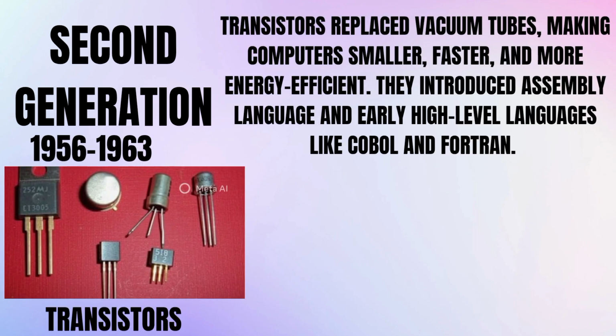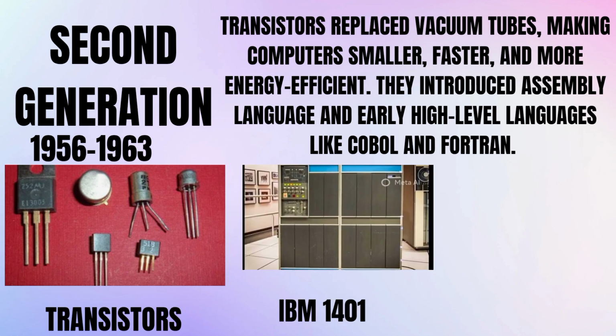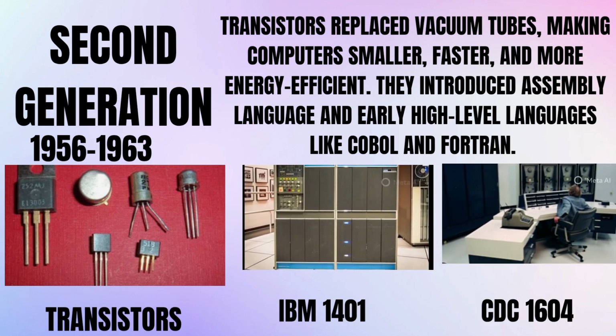Second generation, 1956 to 1963. Transistors. Transistors replaced vacuum tubes, making computers smaller, faster, and more energy efficient. They introduced assembly language and early high-level languages like COBOL and Fortran. Example: IBM 1401, CDC 1604.